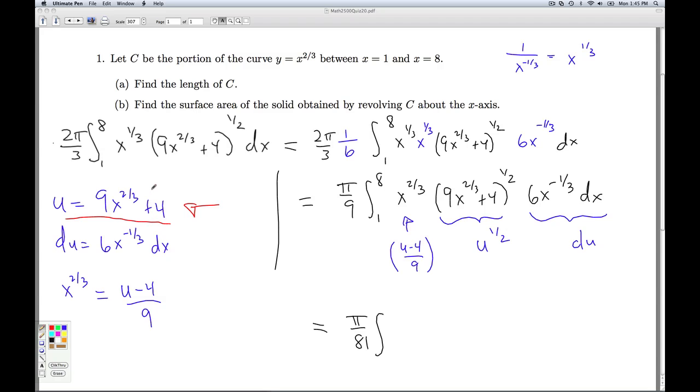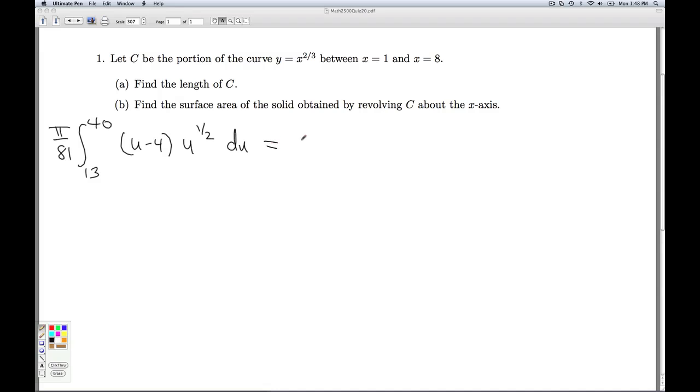And this was the same substitution as I had before. So when x equals 1, u is still 13. And when x equals 8, u is still 40. Now I have the u minus 4 over 9. I brought the 9 out front already. So this is u minus 4, u to the 1/2 du. And when I evaluate this, this will give me the surface area.